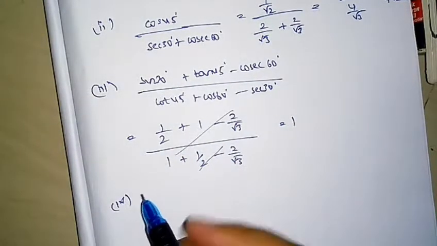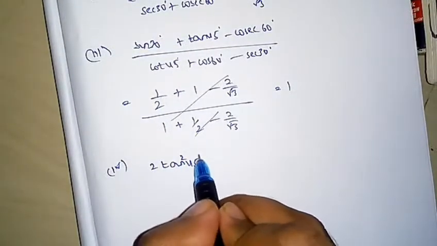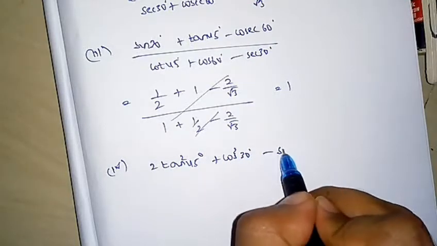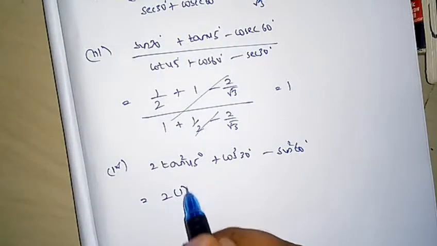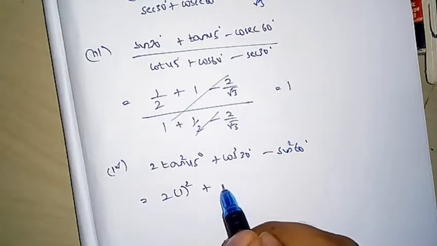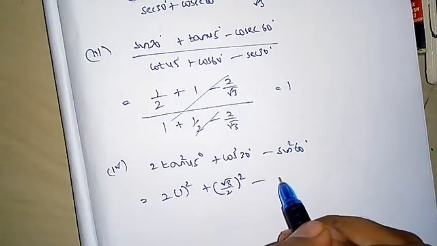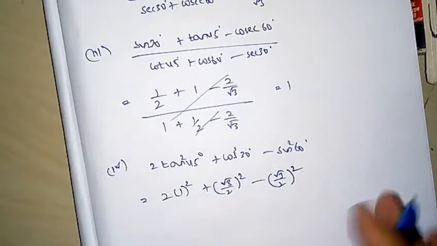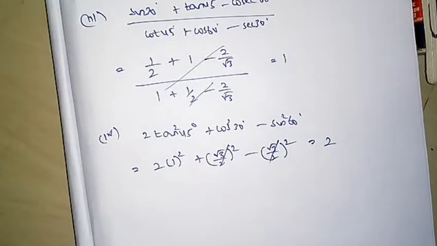Fourth one, 2 tan square 45 degrees plus cos square 30 degrees minus sin square 60 degrees. 2 times tan 45 is 1, whole square, plus cos 30 is root 3 by 2 whole square, minus sin 60 is root 3 by 2 whole square. You can cancel these terms, you get 2. Let's check the answer. Yeah, it's 2.